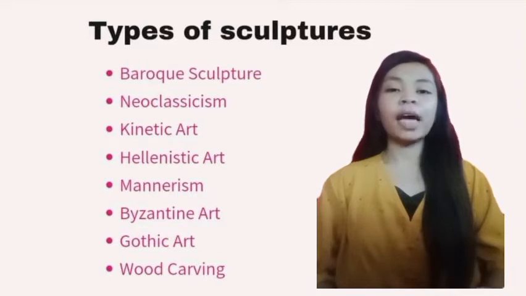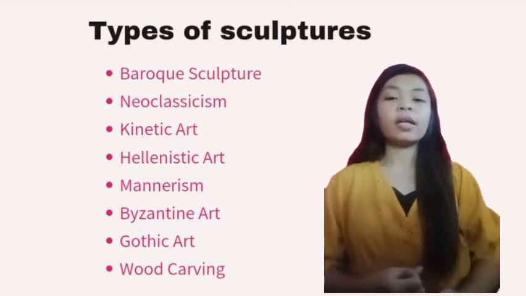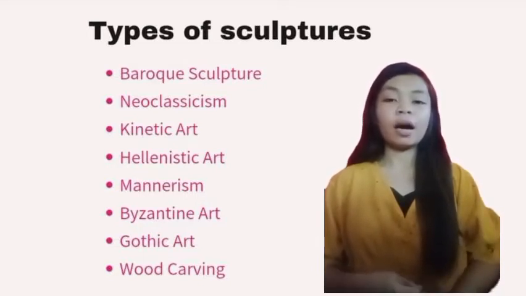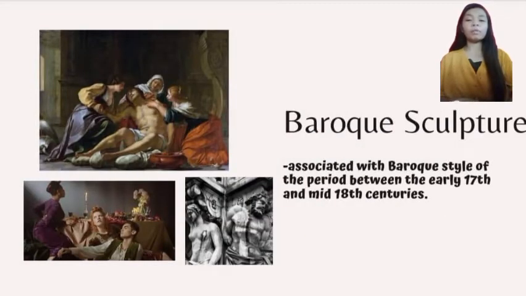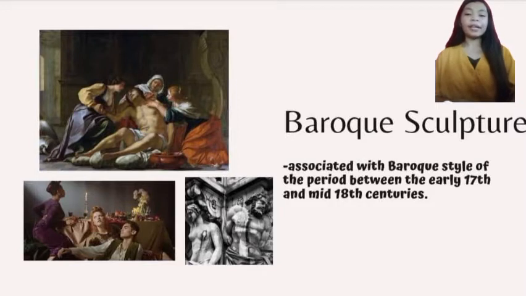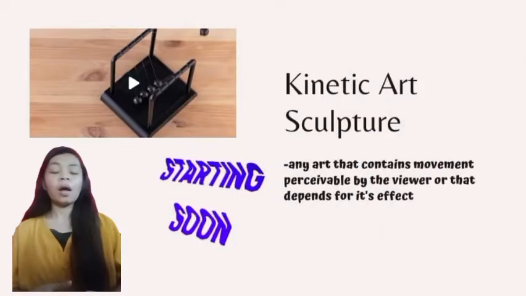Now let's move on to the types of sculpture. We have 8 types of sculpture. These are Baroque sculpture, Neoclassicism, kinetic art, Hellenistic, Mannerism, Byzantine art, Gothic art, and wood carving. Furthermore, Baroque sculpture is meant to be viewed from all angles and displayed centrally rather than against the wall. Neoclassicism also ranged from mythological figures to heroes. Moreover, kinetic sculptures can be made with any materials, but often use metals and either use engines or batteries for the movement.